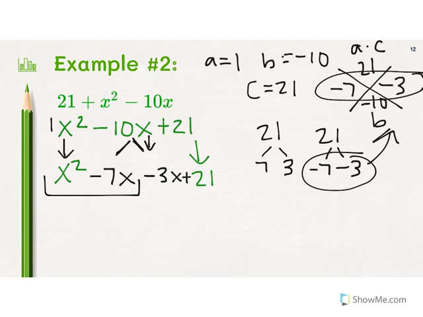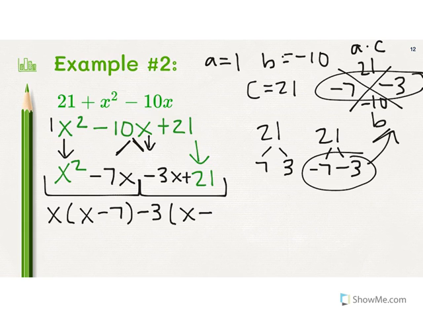So GCF of my first two terms, x, and then x minus 7. GCF of my last two terms. Remember, your leading coefficient's a negative, so you do have to take out that negative 3. And then the remainder is x, and then you have a positive divided by negative, so this is now negative 7.